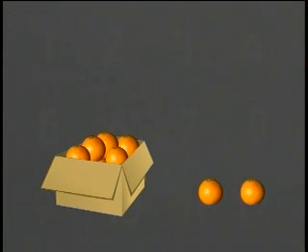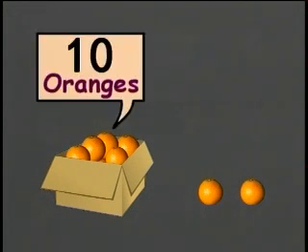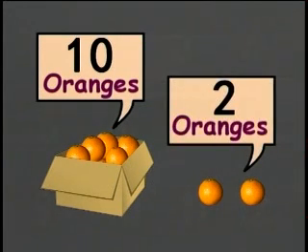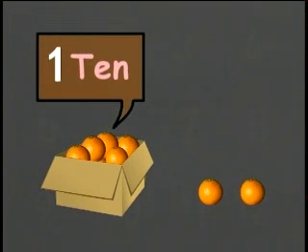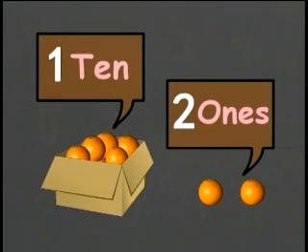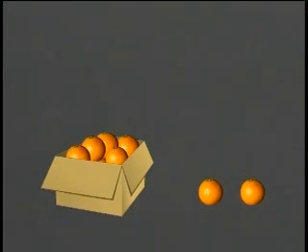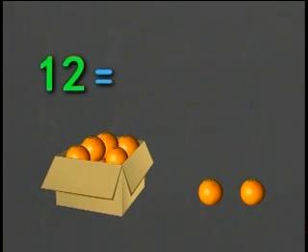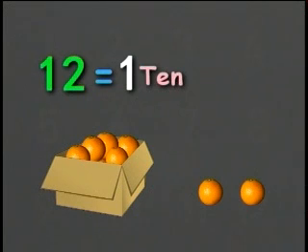Here are the oranges we had put into the box just now. We have a box of 10 and 2 extra. So this group of 10 oranges is called 1 ten, and the 2 extra are called 2 ones. Since there are 12 oranges altogether, the number 12 consists of the digit 1 that shows 1 ten and the digit 2 that shows 2 ones.